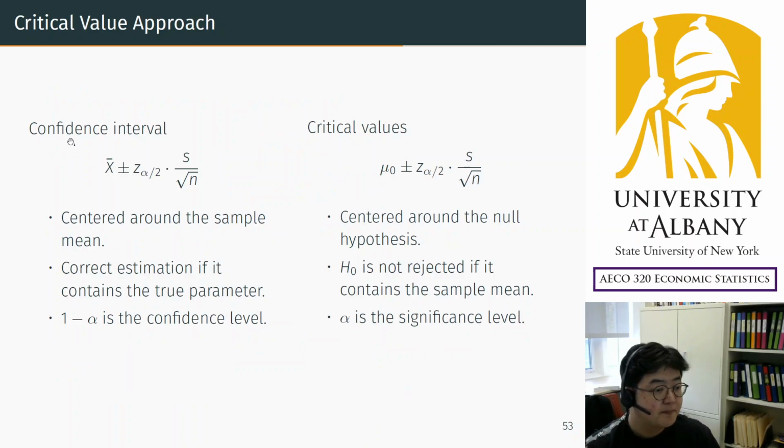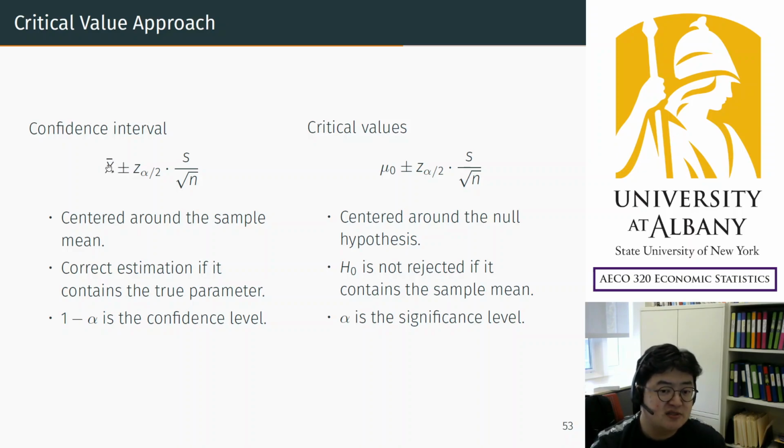And here is the comparison. The confidence interval takes this form, and the critical values take this form. The only difference here is x bar and mu 0, but it clearly explains the different background. The confidence interval is to find where mu is. We are wondering where the true mean is, and what we have is the data. So we start from the data. Given the data, it looks like the mean is x bar.